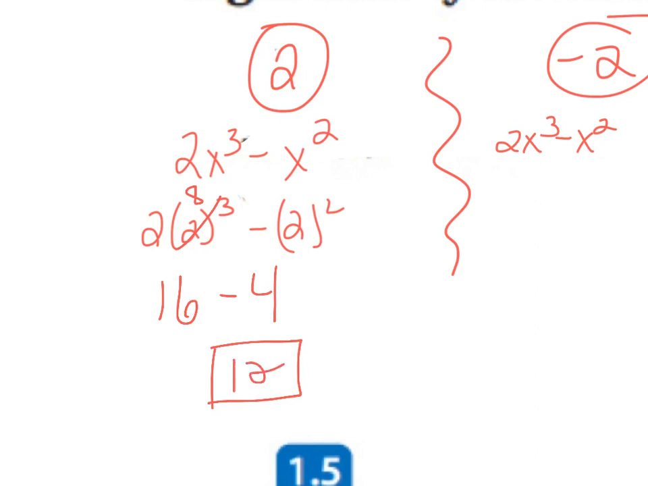The actual value of the number doesn't matter. But if the function is even, what am I going to get when I plug in -2? I'm going to get 12. If it's odd, what am I going to get? -12. If it's neither, I'm going to get something else, but not 12 or -12.